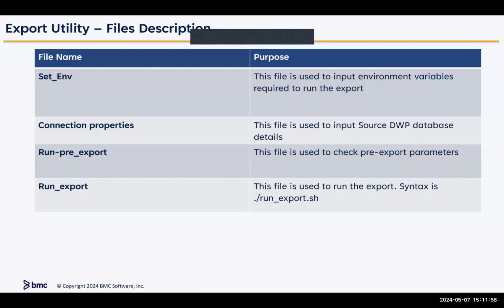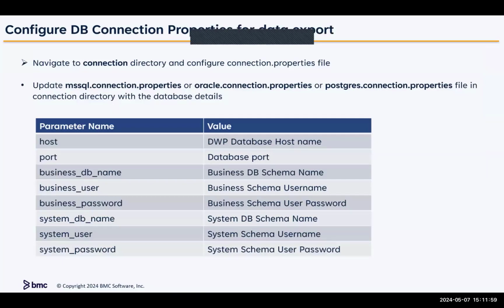So let's see how to set up the connection properties. For setting up the connection properties, we have to navigate to the connection directory and configure the connection.properties file. Once we open the connection directory, we can see three properties files: MS SQL connection properties, Oracle, and Postgres. So we need to select one according to the source database type. If our source database type is MS SQL, we need to open this MS SQL connection properties file and input the details there. Similarly, we need to choose the other two based on your source DB type.